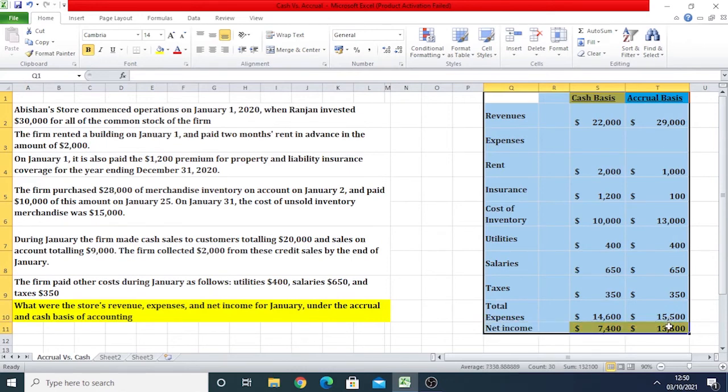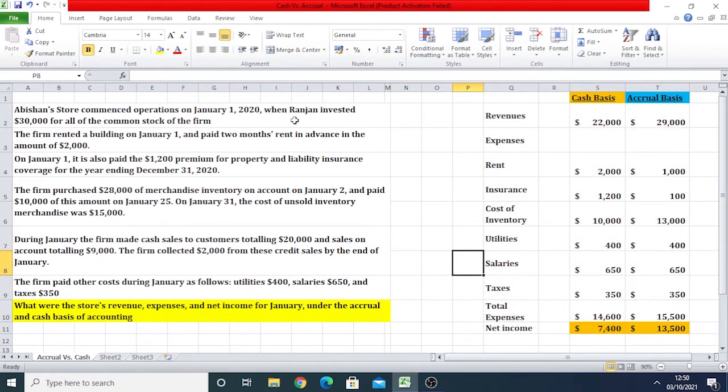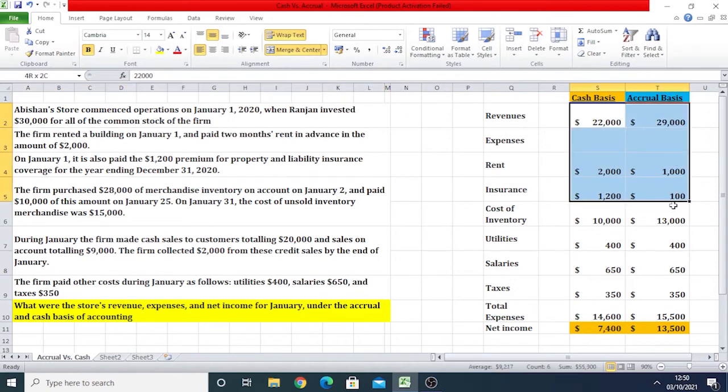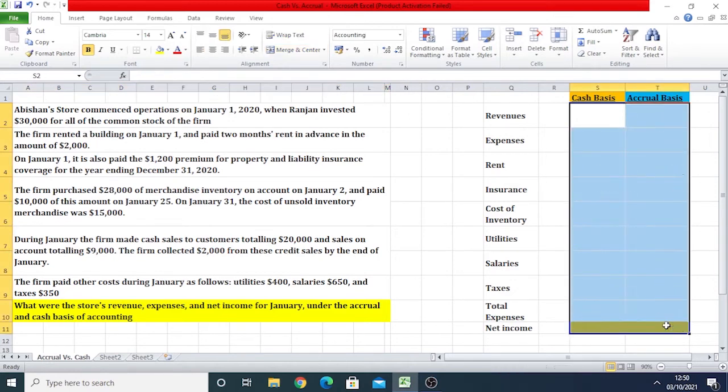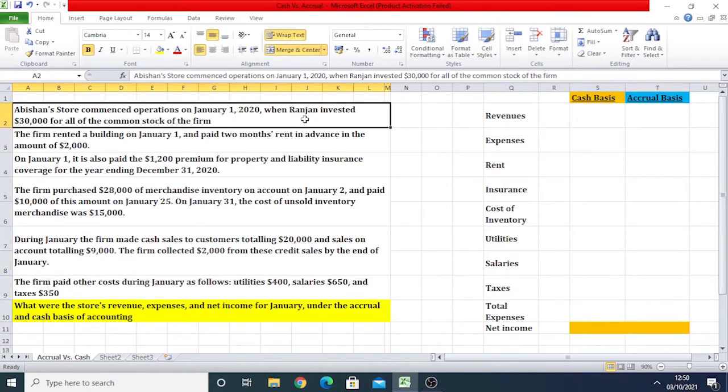Abhishan store commenced operations on January 1st, 2020 when Ranjan invested $30,000 for all of the common stock of the firm. How are we going to record this transaction? This will not be recorded in the income statement. This will go to the statement of financial position, so we don't need to worry about this transaction. We'll go to the next one.